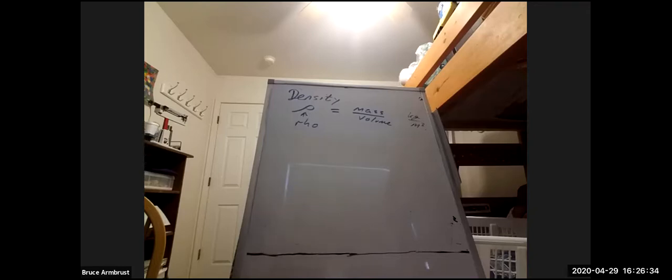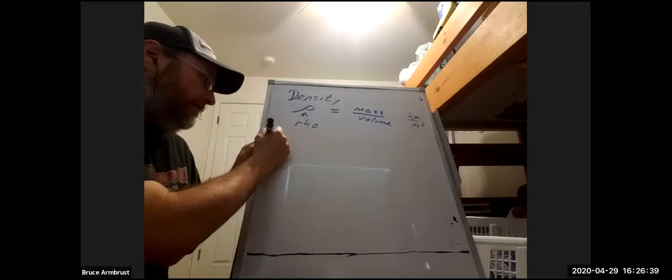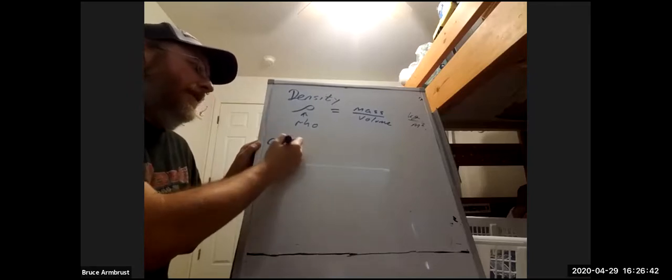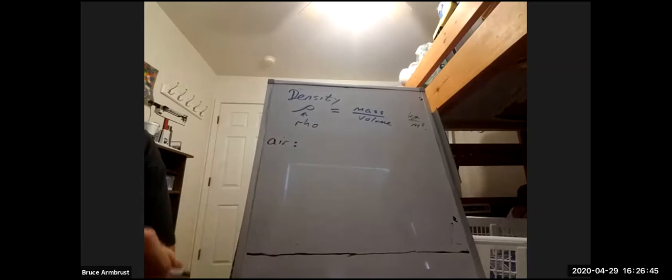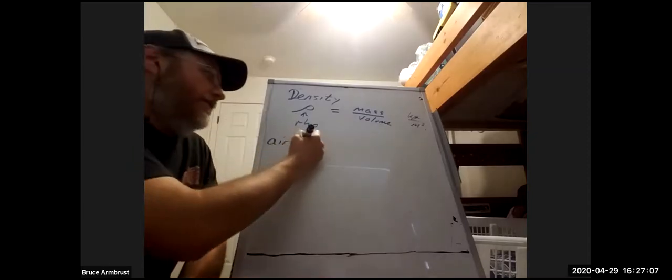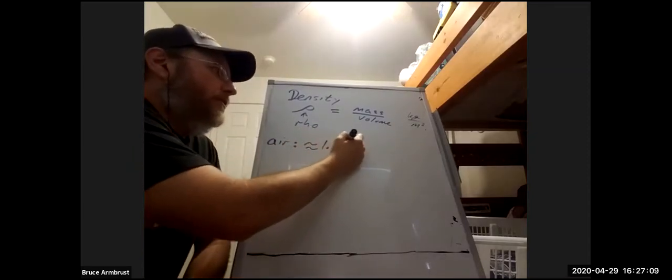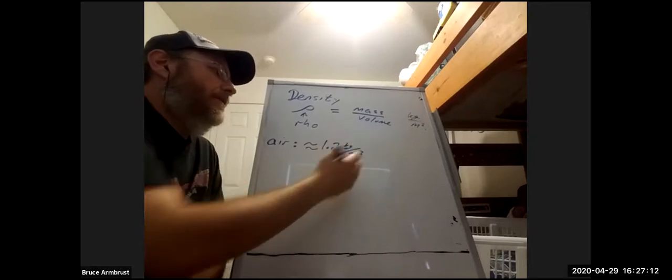All right, so some examples of some densities. Air. When I say air, because air's density changes since it's compressible, this is going to be at kind of a standard temperature, like room temperature, around 20 degrees C, under a standard atmospheric pressure and all that. It's on the order of 1.2 kilograms per cubic meter.